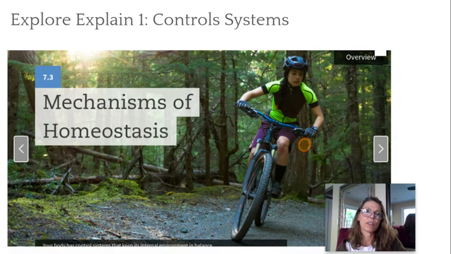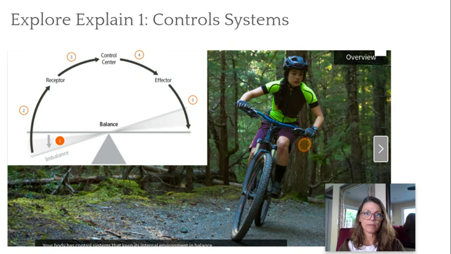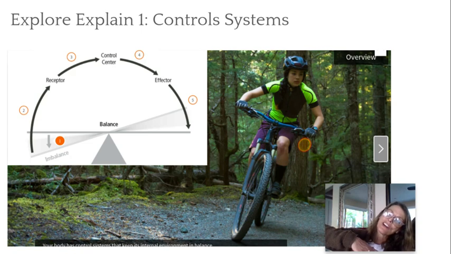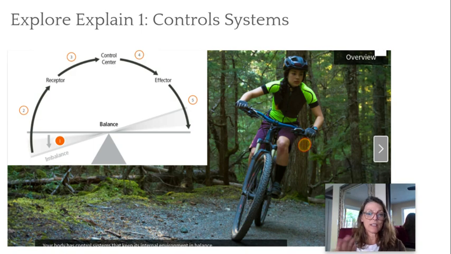Section 1, Explore Explain 1, is about control systems. And control systems are designed to keep something stable despite a changing environment, which is kind of the definition of what homeostasis is. And so you're going to see this model that shows a balance, and you see things get out of balance, and then the mechanisms are designed to put things back in balance. So they always have this balance point, which is referred to as the set point.